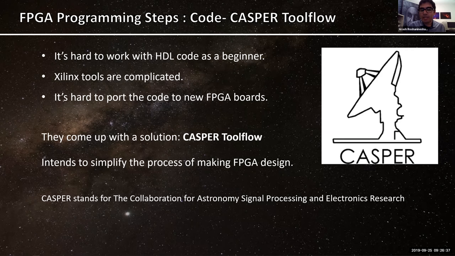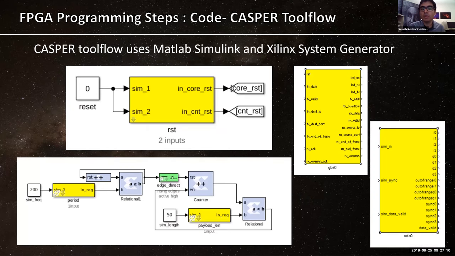So they have designed a tool flow called the CASPER tool flow. CASPER tool flow intends to simplify and facilitate the process of making an FPGA design. CASPER stands for the Collaboration for Astronomy Signal Processing and Electronics Research. It is mainly maintained at UC Berkeley, where there is a group, SETI, and people in the SETI group maintain this tool flow. This tool flow uses MATLAB Simulink and Xilinx System Generator. You might have heard of these tools. The CASPER tool flow uses both of them to provide some custom blocks to the user.